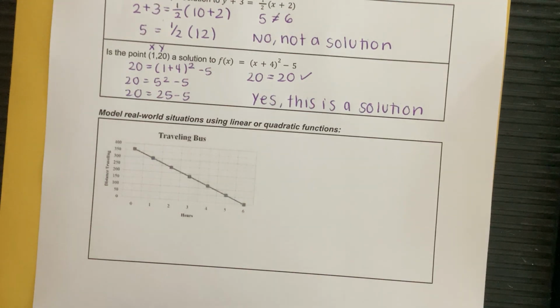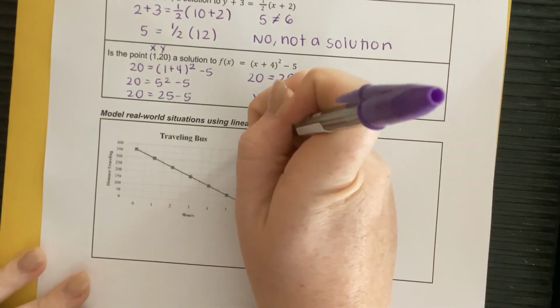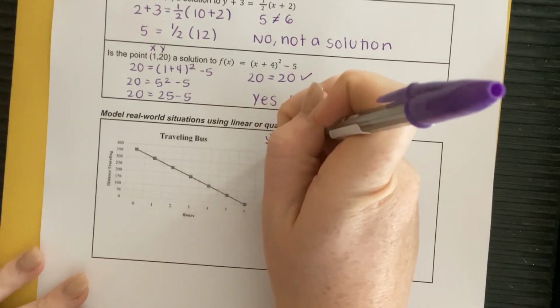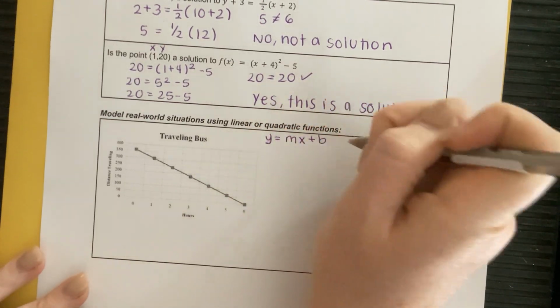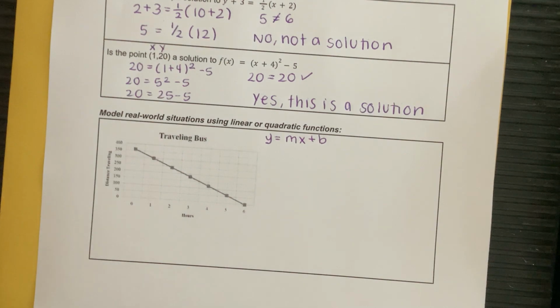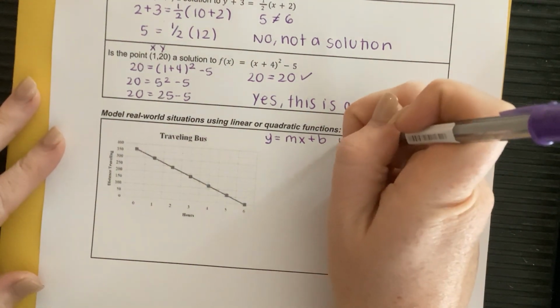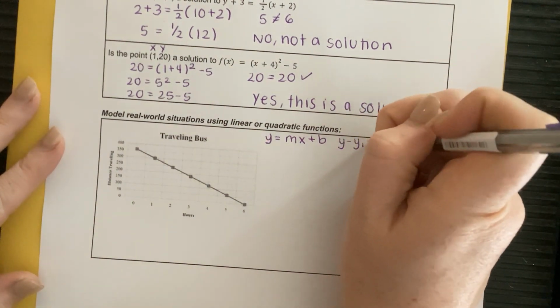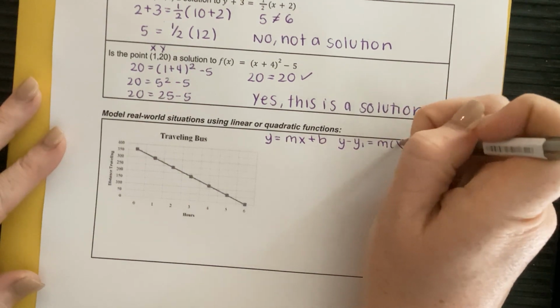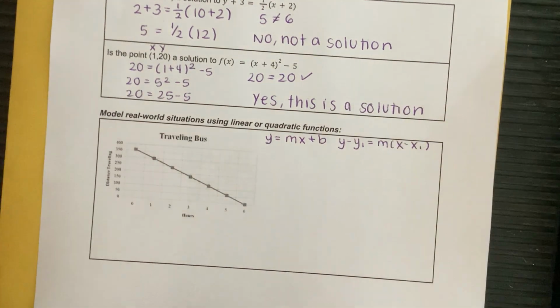All right, let's get into some real world problems. You can be given real world problems a lot of different ways. I gave it to you on a graph just so we could try to work it out that way. If you're going to write the equation, y equals mx plus b is usually your best format. You might also have to start by writing it in point slope, which is fine too. Just know how to go between the two interchangeably.